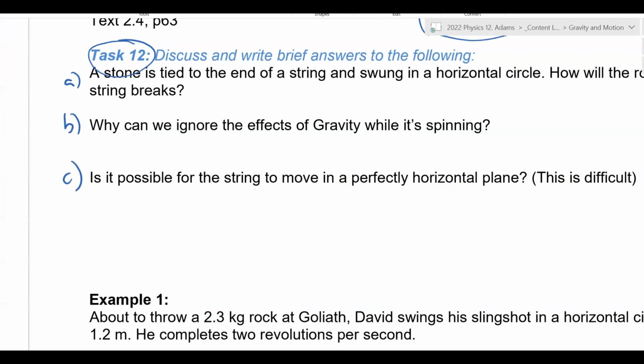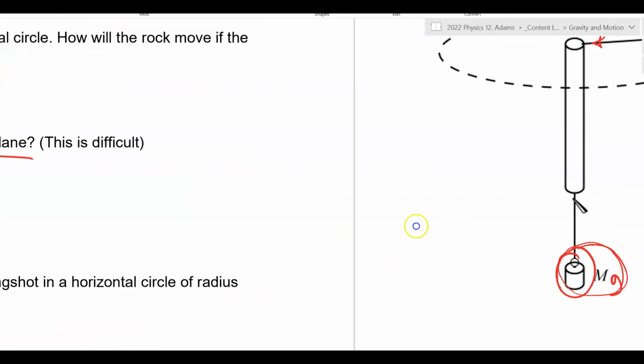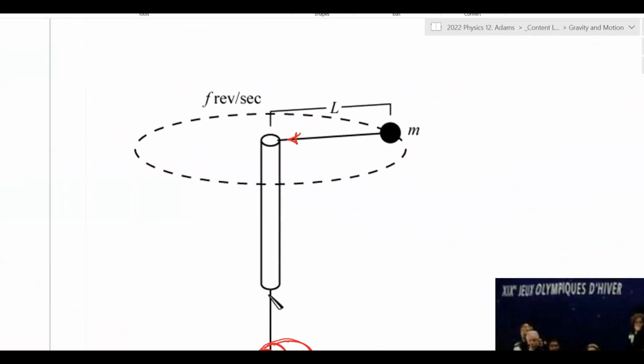Now let's have a think about part C. Is it possible for the string to move in a perfectly horizontal plane? No. We'll see why. What happens, of course, if we have our mg back there again, is there's no weight force in the vertical direction to counteract that. At any time, there's going to have to be at least a little bit.